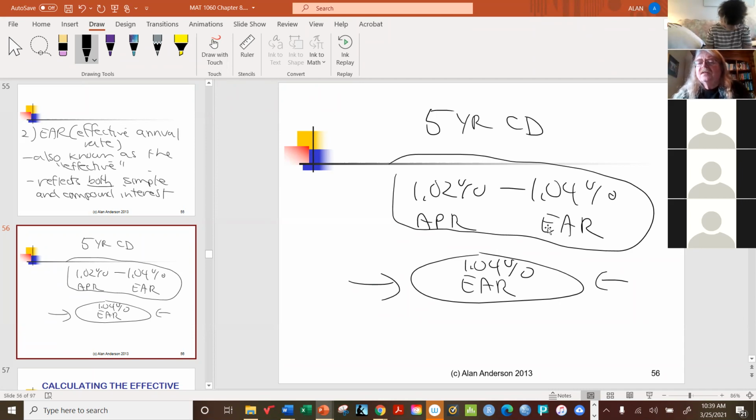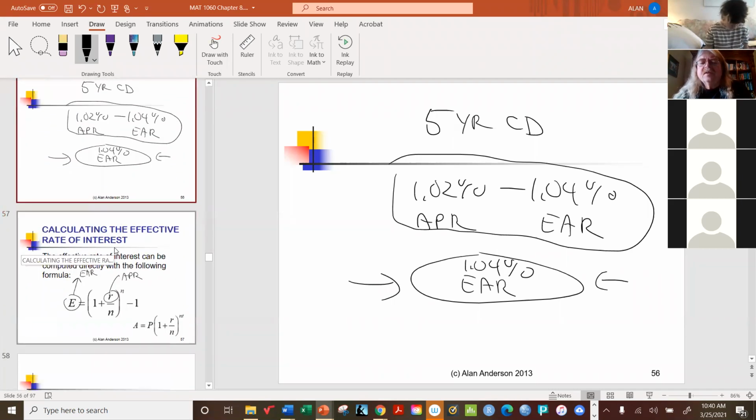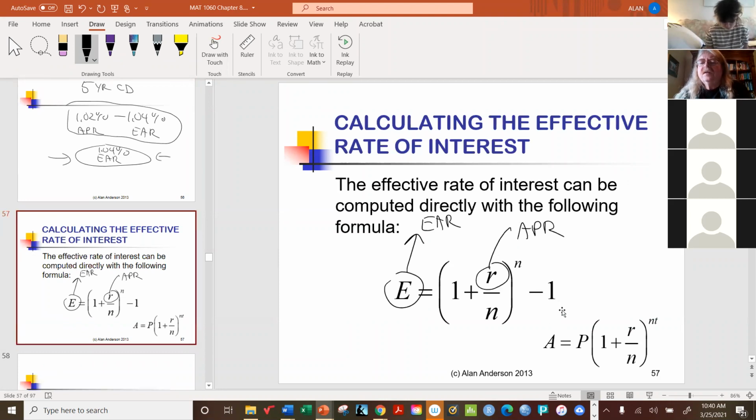So what we're going to do next is show how you can take any APR and combine it with a compounding frequency and convert it into an EAR. And when you see the formula, you'll say that it looks awfully familiar. It's very similar to what we've been doing up to this point. Specifically, if you look at it very carefully, this formula does closely resemble the formula that we've been using to calculate the future value of a sum. So there's a lot of similarities here.